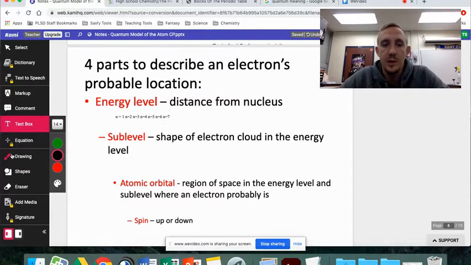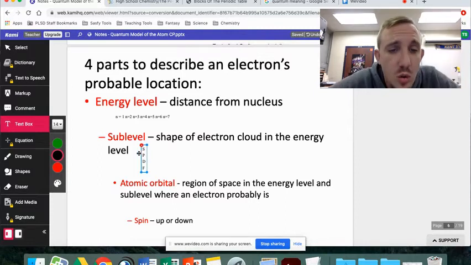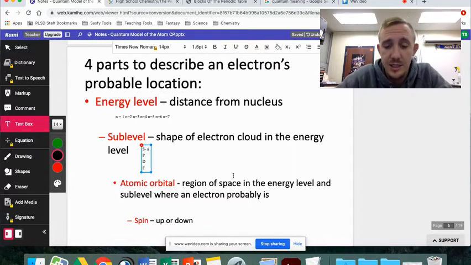The second thing we talk about, and it's what you're going to be learning today, is the shapes of an electron cloud. The sublevels that we talk about are S, P, D, and F. We'll be talking about the shapes with these sublevels: you have the S sublevel, the P sublevel, the D sublevel, and the F sublevel.